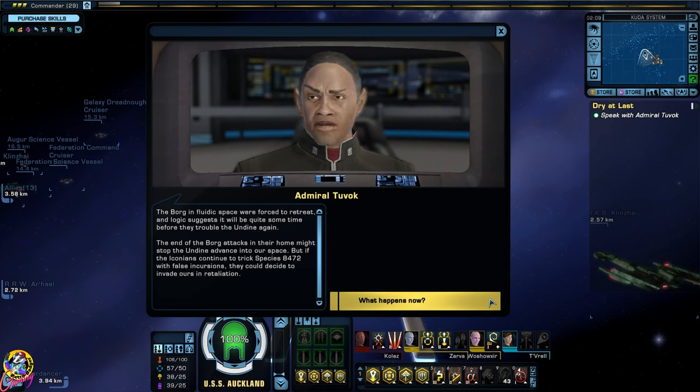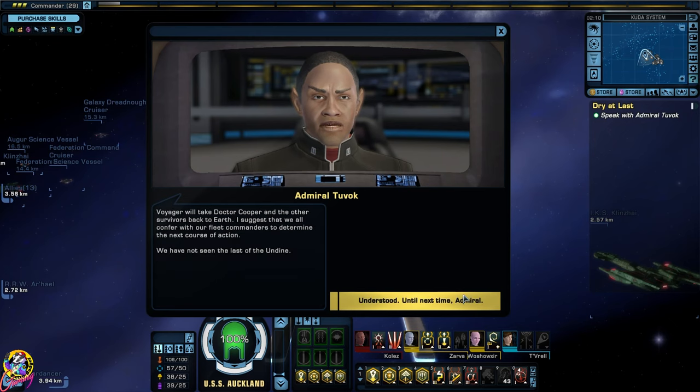The Borg in fluidic space were forced to retreat, and logic suggests it will be quite some time before they trouble the Undine again. The end of the Borg attacks in their home might stop the Undine advance into our space. But if the Iconians continued to trick Species 8472 with false incursions, they could decide to invade ours in retaliation. What happens now? Voyager will take Dr. Cooper and the other survivors back to Earth. I suggest that we all confer with our fleet commanders to determine the next course of action. We have not seen the last of the Undine. Understood. Until next time, Admiral.